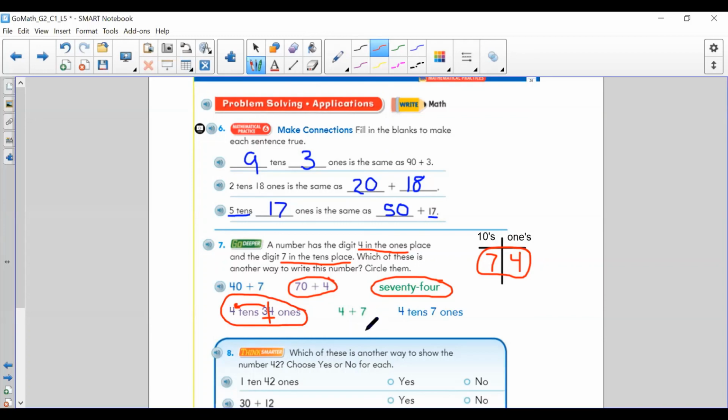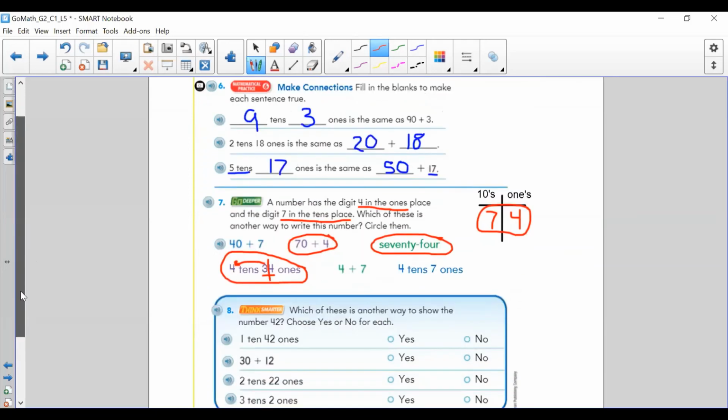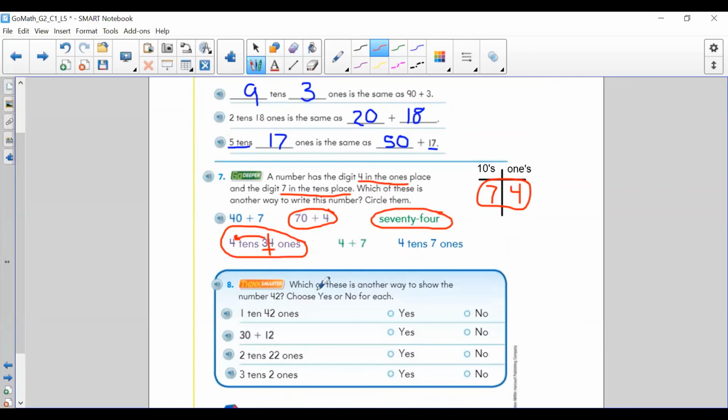Now 4 plus 7, who knows what 4 plus 7 is? It's not 74, it's 11, so that would not be an answer. And how about 4 tens and 7 ones? Well, if we reversed these, it would be right, but no, we have 7 tens and 4 ones, so that one's not correct. And moving down, which of these is another way to show the number 42?